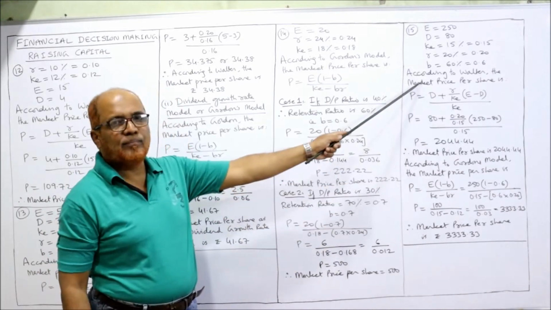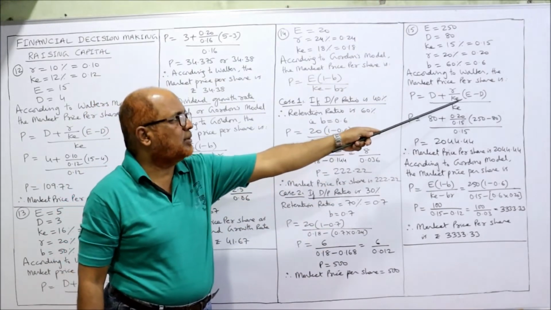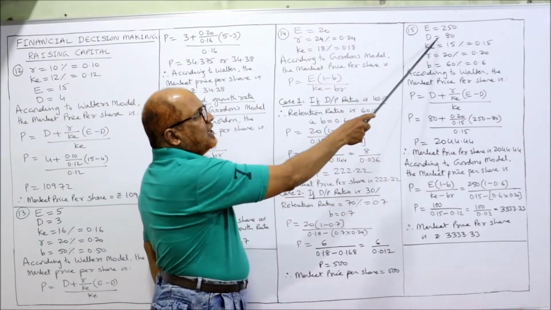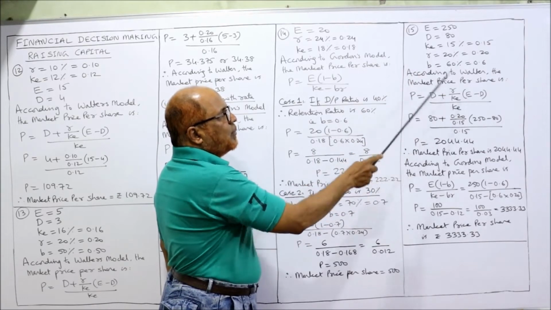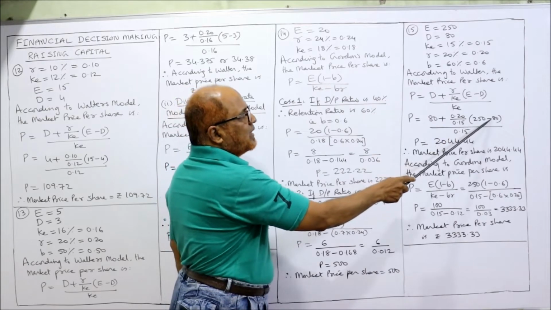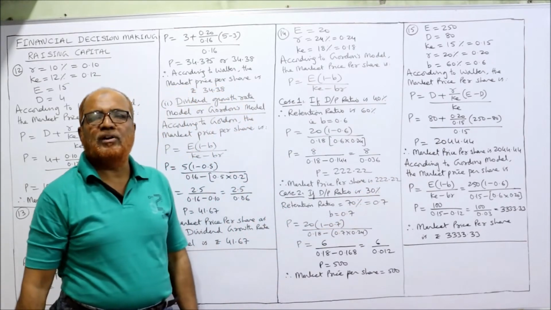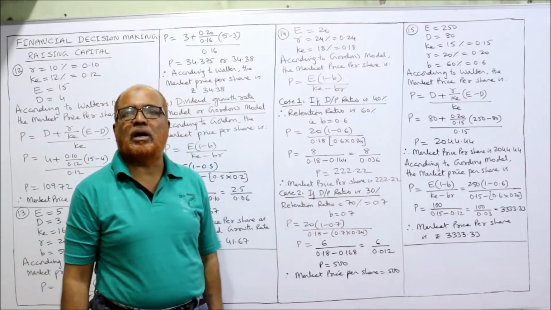First we apply Walter. According to Walter, the market price P is equal to D plus R by K into E minus D divided by K. So D dividend is 80 rupees plus R 0.20, K 0.15 into E minus D, 250 minus 80, divided by 0.15. You will get 2044.44. This is the market price per share according to Walter.